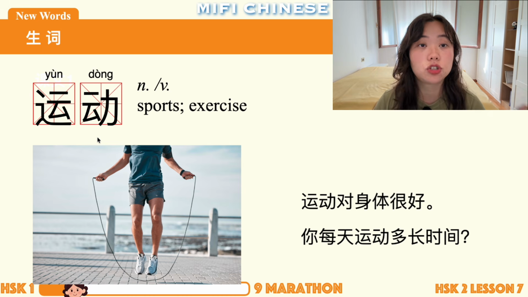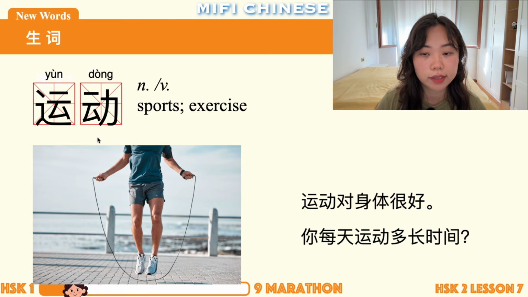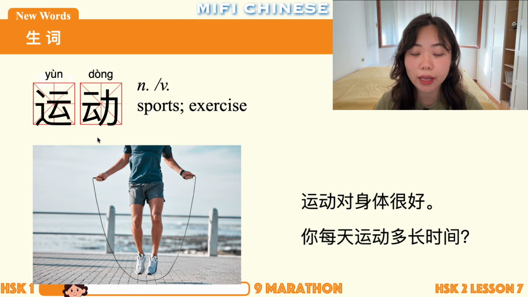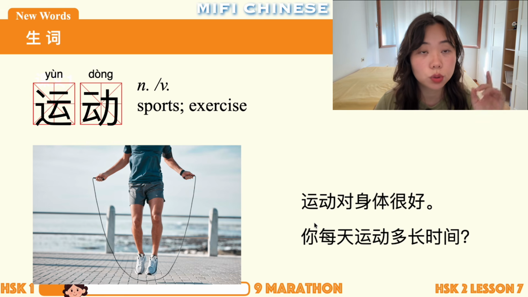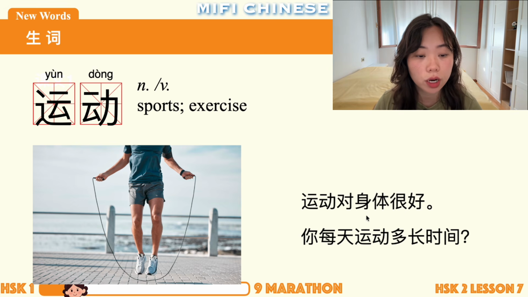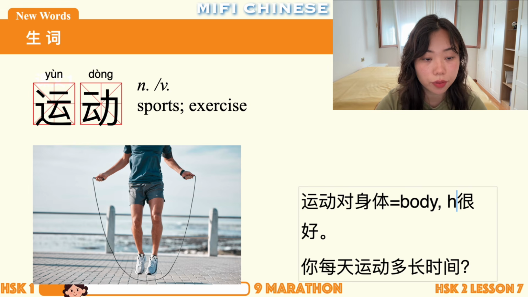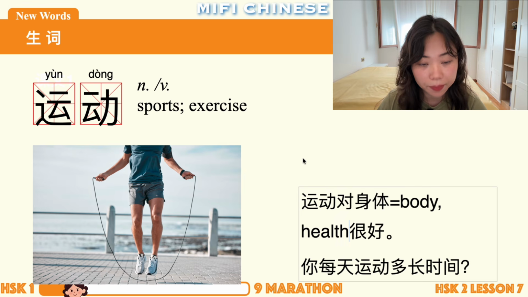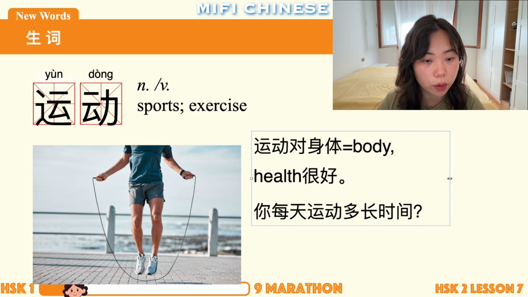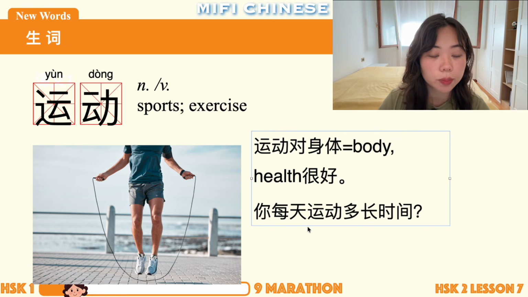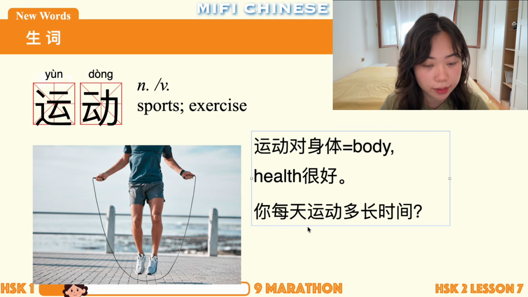Earlier we were talking about playing basketball, playing football. So here, 运动 is a general word to call all of these sports and exercises. It can be both a noun and a verb. For example, 运动对身体很好. Here, it's a noun, right? So doing sports is really good for your 身体. We say 身体 means body, but here it also means your health. So it's really good for your health. And here, 你每天运动多长时间? Here it's the verb. How much time do you exercise every day?